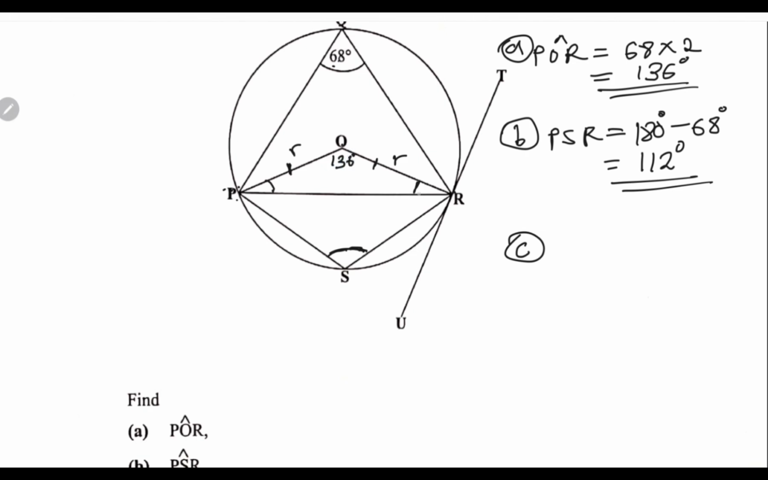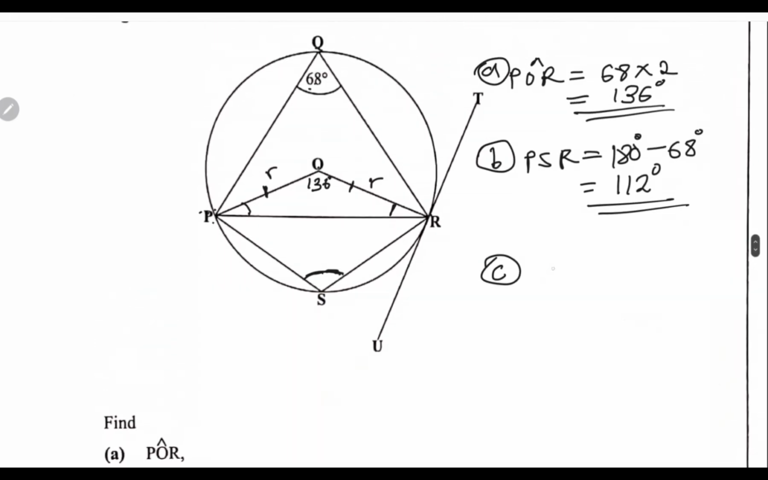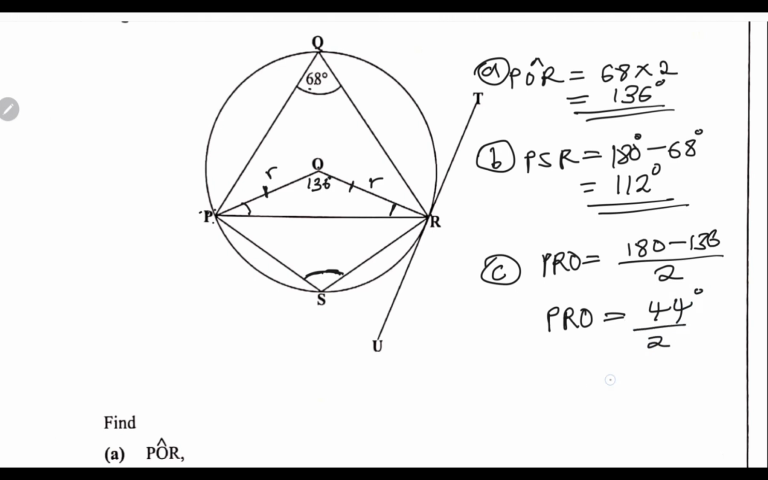Then it simply means we can find this one. So angle PRO is equal to 180 minus 136, then divided by 2. So 180 minus 136, the answer is 44. Then you divide it by 2, so 44 degrees divided by 2 is 22 degrees. So this simply means angle PRO is equal to 22 degrees.